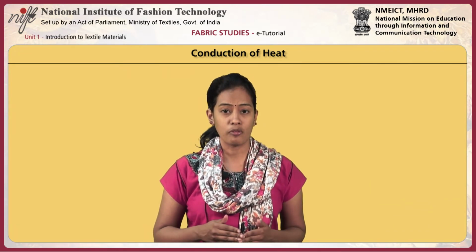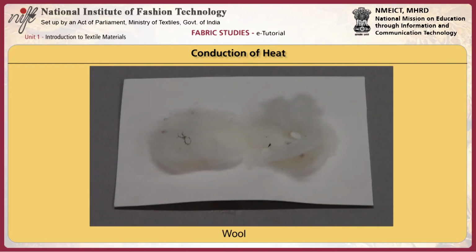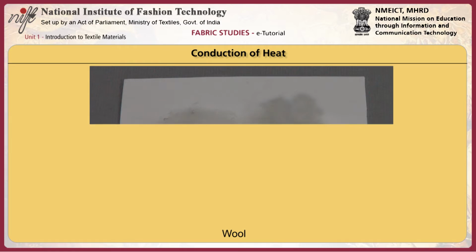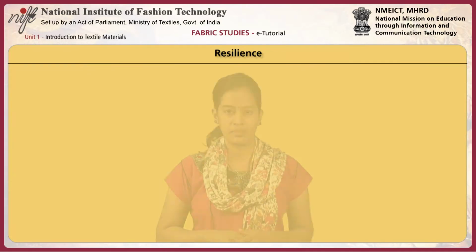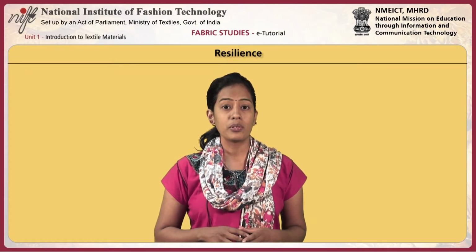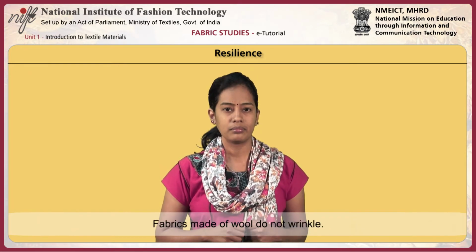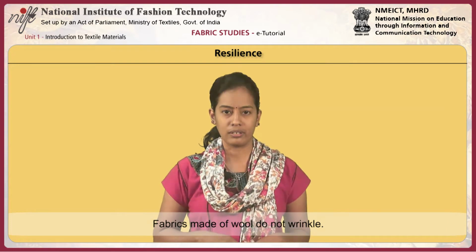Heat conductivity of fibers affects the comfort and warming effect of fabrics. Wool is a poor conductor of heat, so it possesses insulating characteristics. Fabric lustre depends on the fiber texture and lustre. Resilient fibers such as wool contribute to high wrinkle recovery. Thus, fabrics made of wool do not wrinkle.